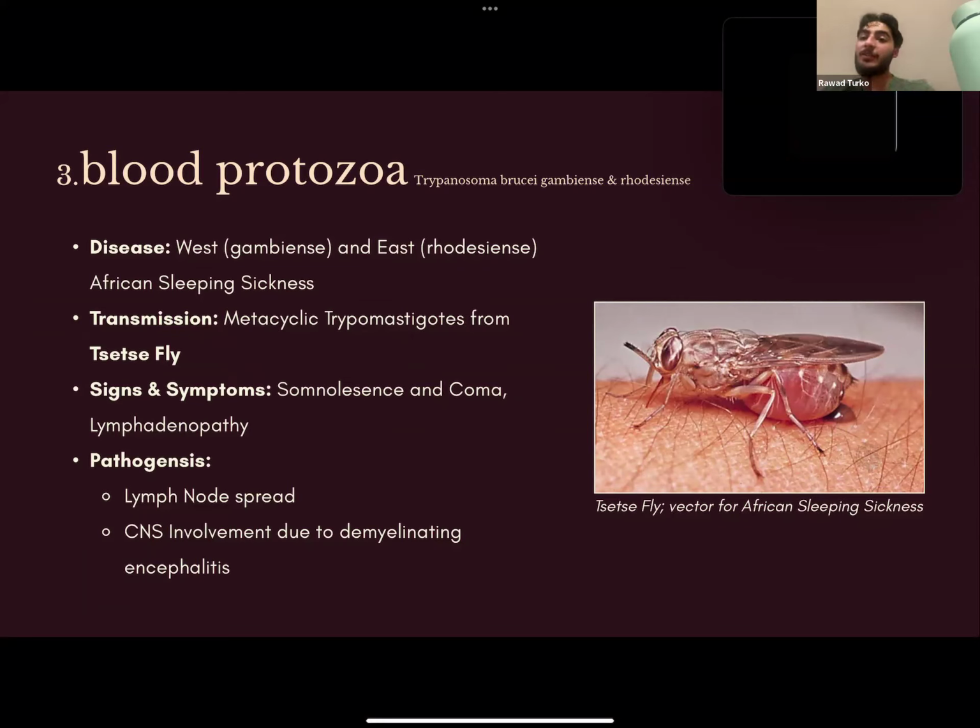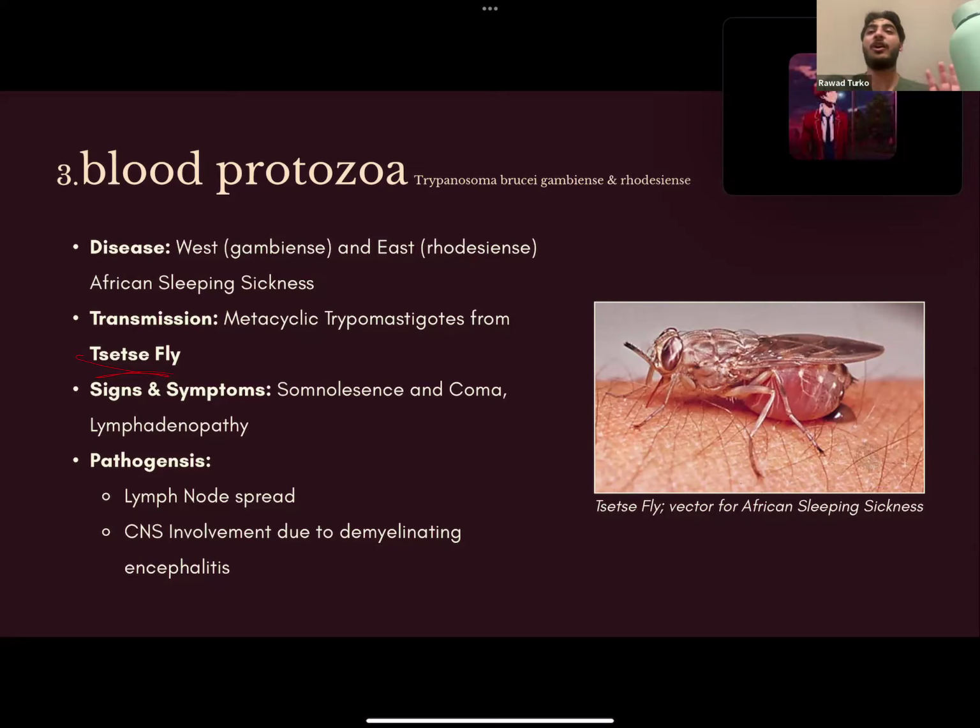What's the vector? The vector is the tsetse fly. This is what it looks like, the tsetse fly. And what is the infective stage? They're the metacyclic trypomastigotes. Mastigotes again because they're flagellates, they're mastigophora. And trypo, you can just remember Trypanosoma, trypomastigotes from the tsetse fly. So TT. Signs and symptoms: somnolence and coma.